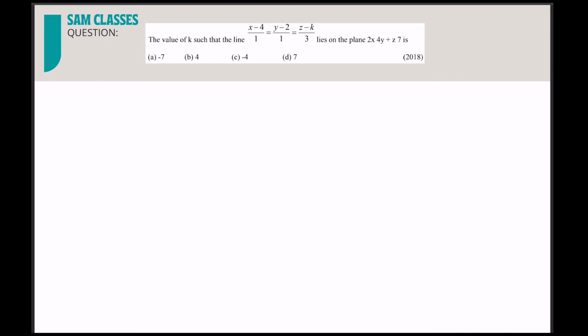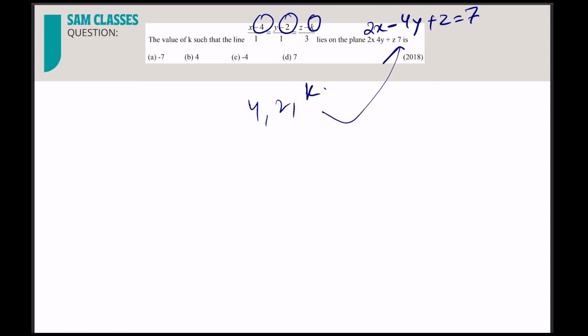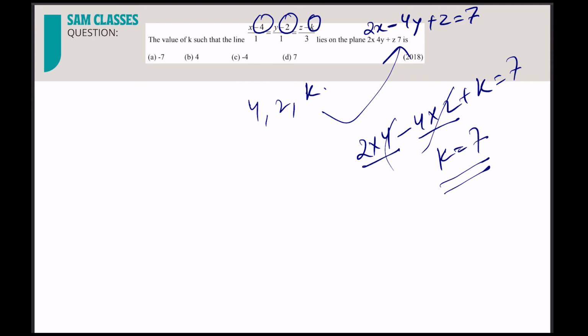Next, find the value of k such that these two lines lie on the plane. Okay, very simple. So what we'll do here in this case, if the lines lie on the plane, the point on the line should satisfy the plane. Yes or no? So if I put the points, what are my points? 4, 2, and k. So put it and satisfy. That's it. So 2 into 4 minus 4 into 2 plus k is equal to 7. So 8, 8 gone, k is equal to 7. Clear? K is equal to 7. That's it.